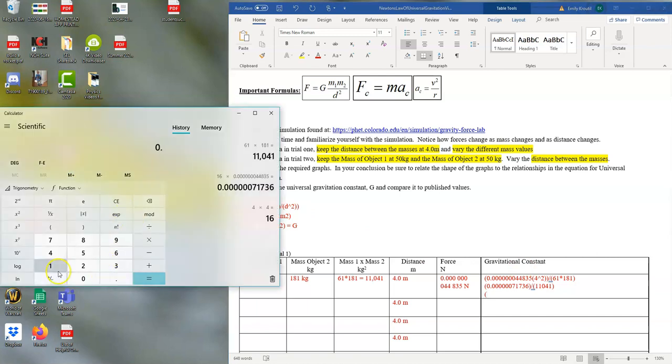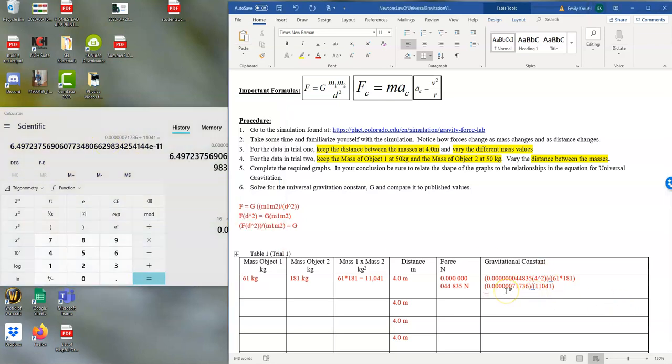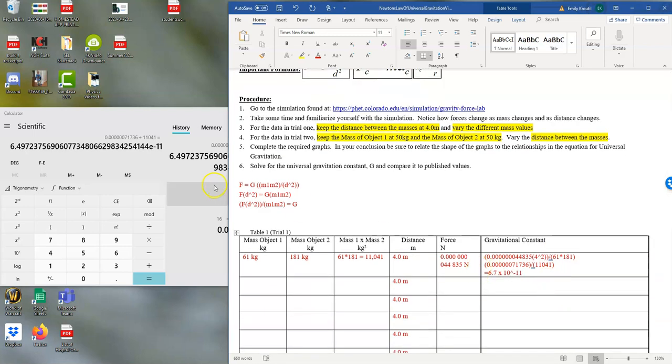It's okay that I'm getting these teeny tiny numbers because the gravitational constant is something like 6 times 10 to the negative 11. So we want a really small number. So this isn't freaking me out. Okay, there we go. Look at that. So we got 6.5 times 10 to the negative 11, which is pretty close to what we wanted. I'm really happy about that.